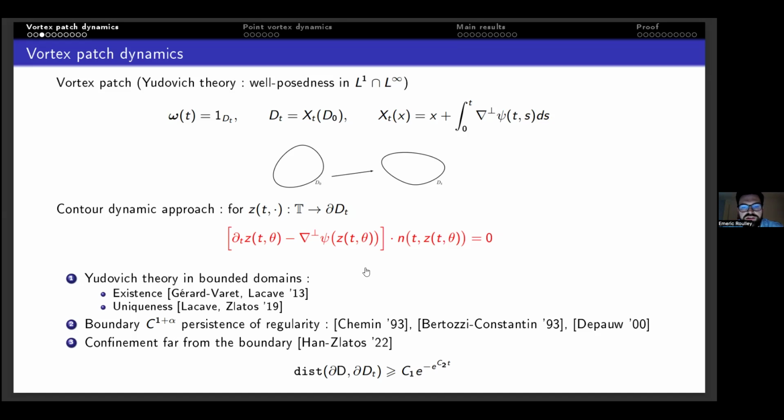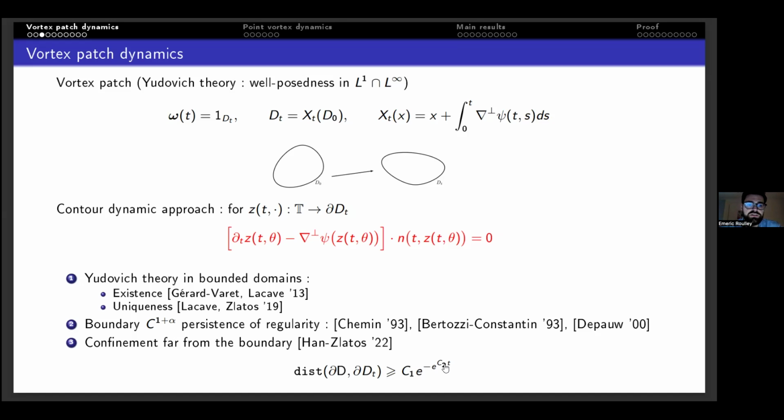Also, I want to mention the result due to Ann and Zlatos, who proved that if you have your vortex patch initially inside the domain D, so it doesn't touch the boundary, then for all time it will stay far from the boundary, and you can control from below the distance between the boundary of the external domain and the boundary of the patch. And it's a bound like double exponential, like this.